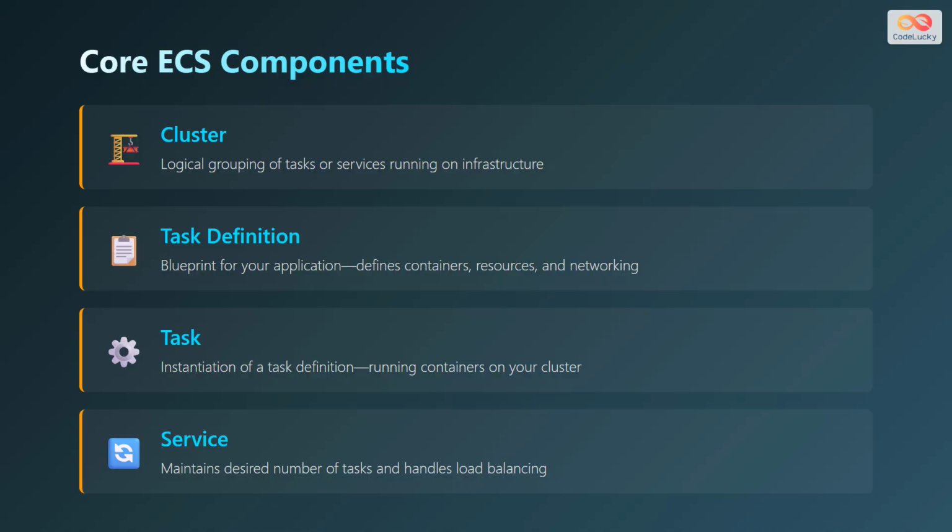ECS has 4 core components you need to understand. A cluster is a logical grouping of tasks or services running on your infrastructure. A task definition is a blueprint for your application that defines containers, resources, and networking configuration. A task is the instantiation of a task definition. Essentially, you're running containers on the cluster. Finally, a service maintains the desired number of tasks and handles load balancing across them.